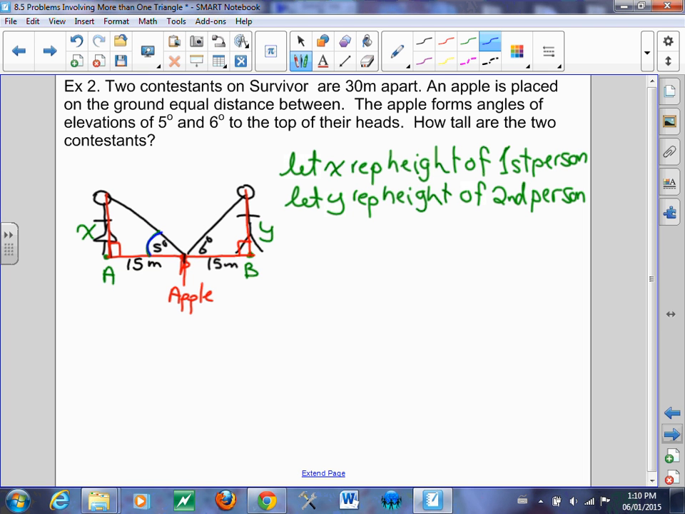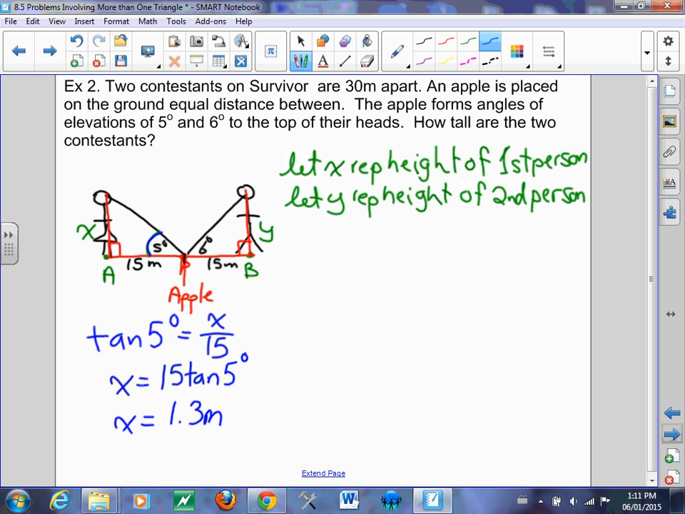So we're going to use the tan ratio. Again, that's the most familiar one. You're going to see it in real life more than the other ones. Okay, so it's opposite side over the adjacent. So x equals 15 tan 5 degrees. And it says that contestant A, or the first person, is 1.3 meters when you plug it in the calculator. Let's try to find y.